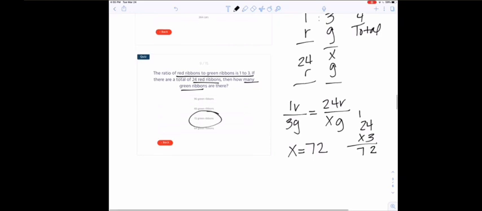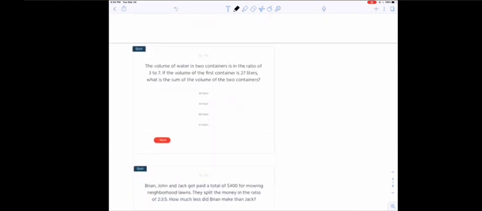Okay, I hope you're getting it. When you're ready, let's do number 10. It says, the volume of water in 2 containers is in the ratio of 3 to 7. If the volume of the first container is 27 liters, what is the sum of the volume of the 2 containers? Okay, so container 1 to container 2, 3 to 7. So container 1, 3, container 2, 7.